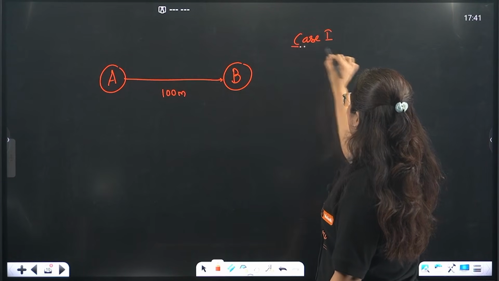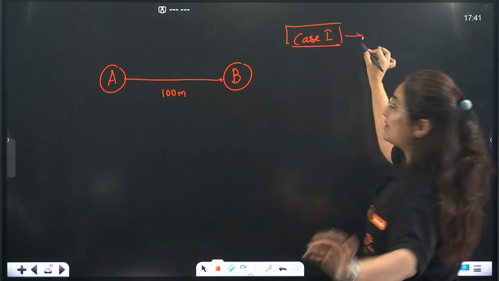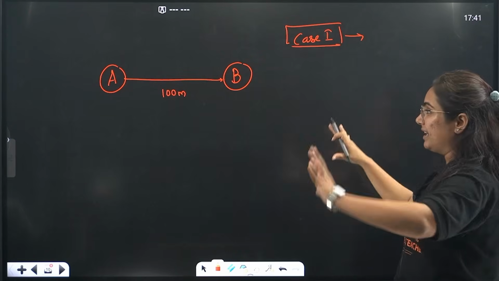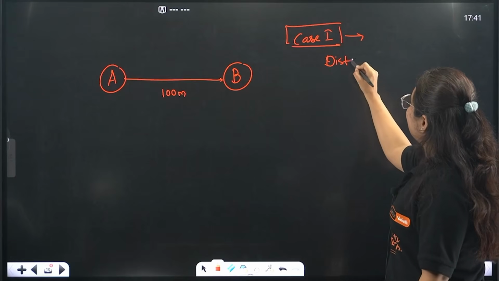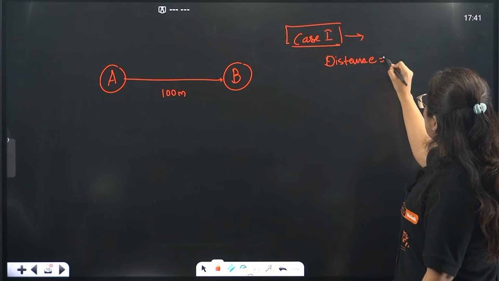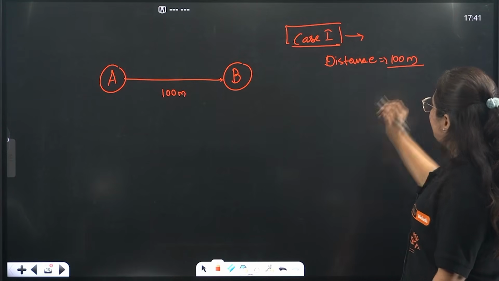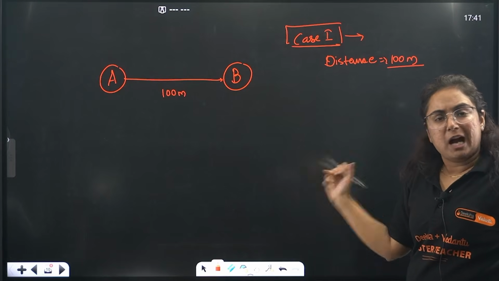This is case 1. When you went to the washroom straight, without going here and there, in this case, your distance will be what? Your distance will be 100 meter for obvious reasons.